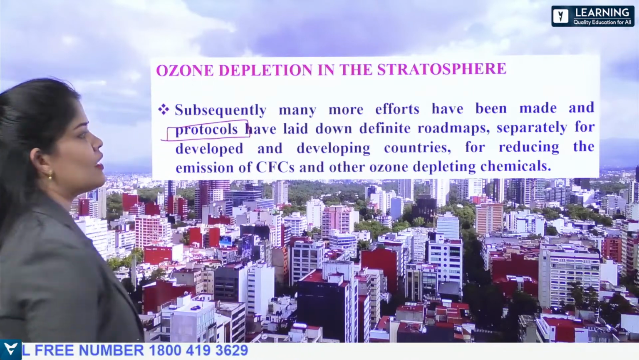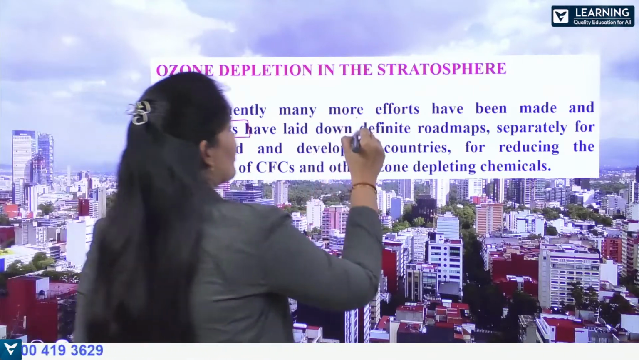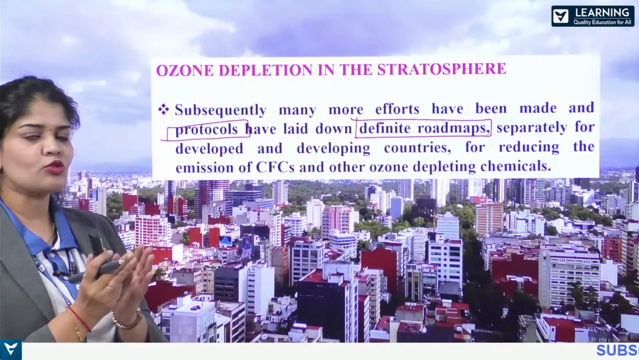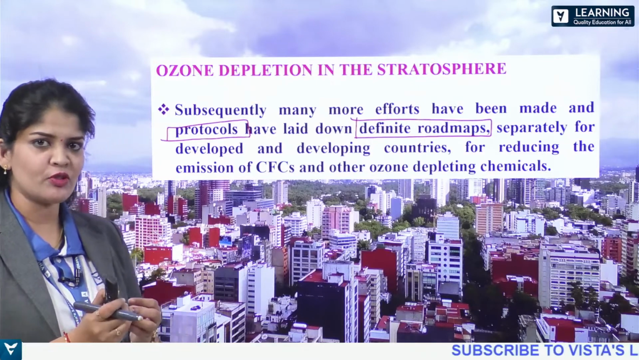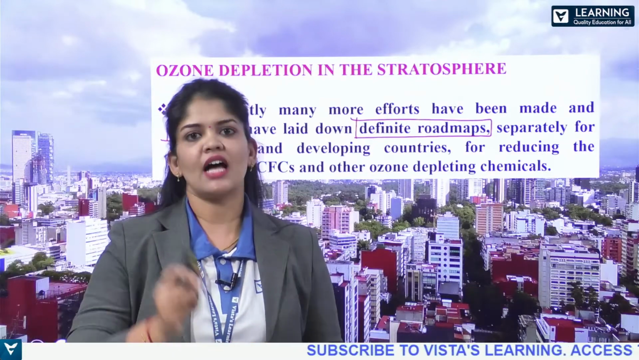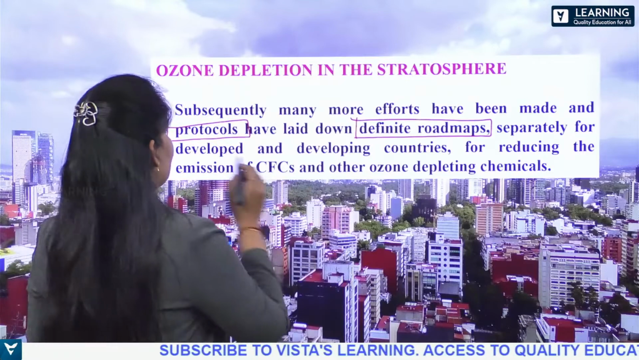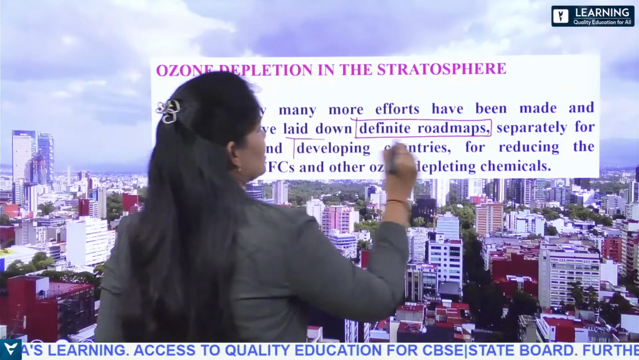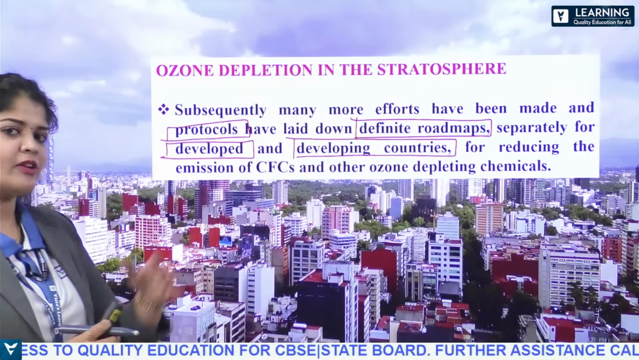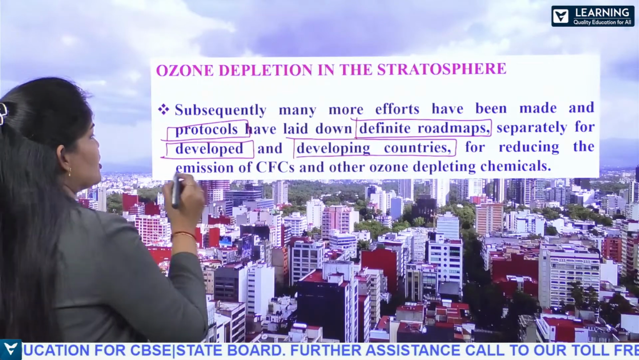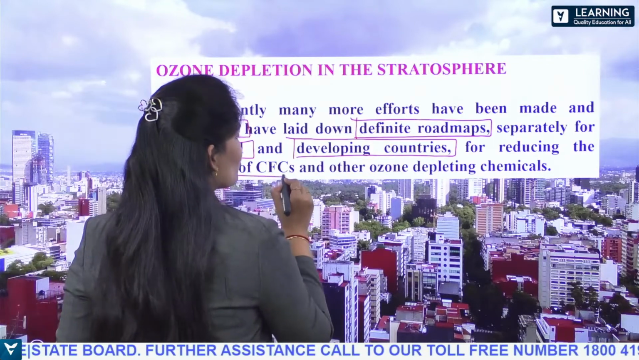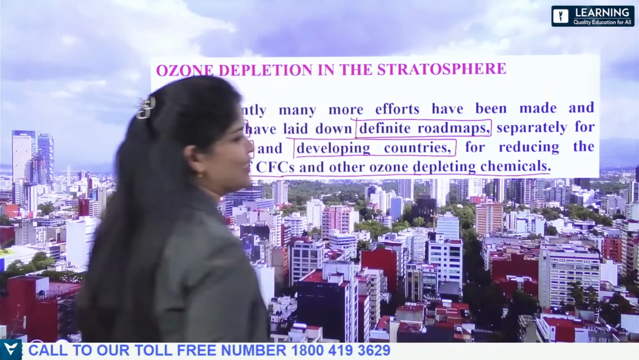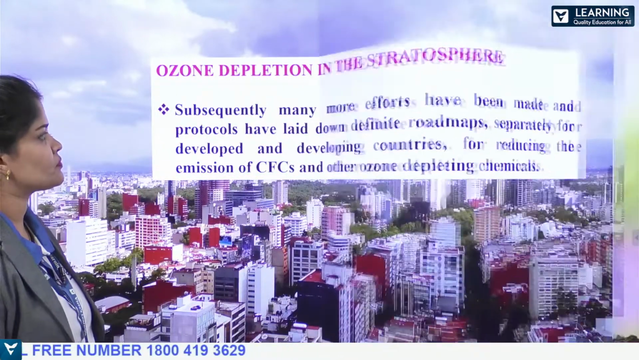The protocols have laid down defined roadmaps with a clear-cut idea. These roadmaps were separately developed for the developed countries and the developing countries. Separately for developed, like America, and developing, like India. They are separate for reducing the emission of chlorofluorocarbons and other ozone depleting chemicals.